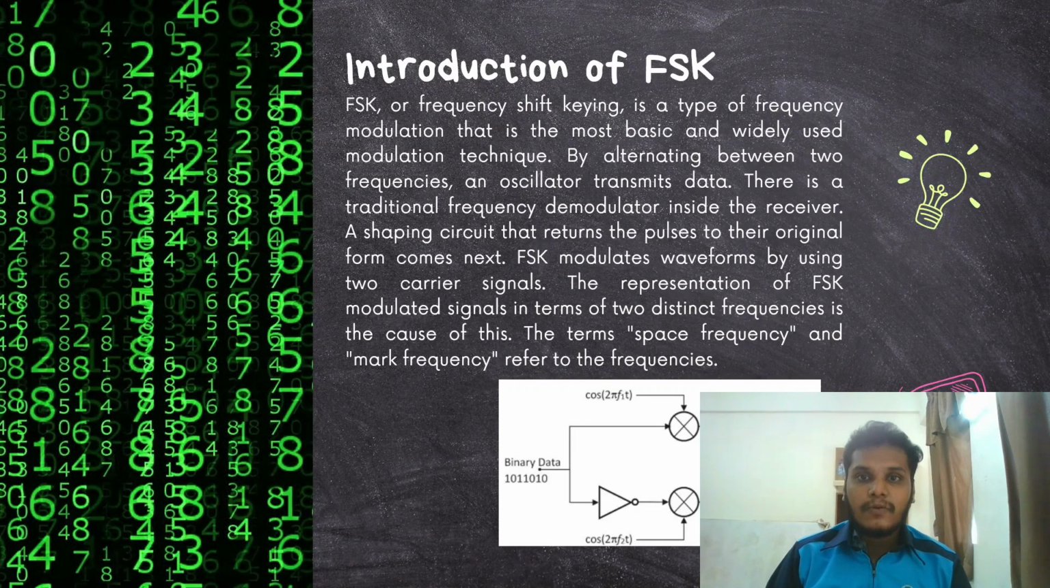FSK is known as frequency shift keying, a type of frequency modulation that is the most basic and widely used modulation technique. It is used everywhere. By alternating between 2 frequencies, an oscillator transmits data. There is a traditional frequency demodulator inside the receiver.